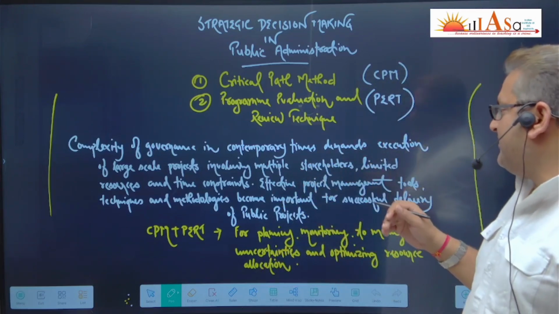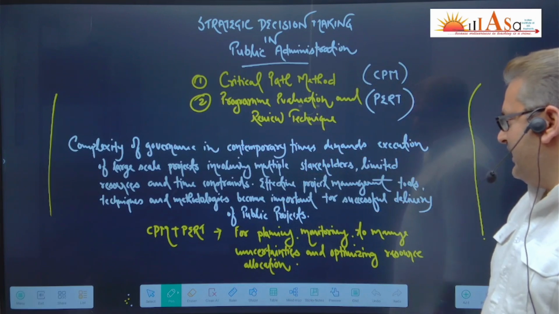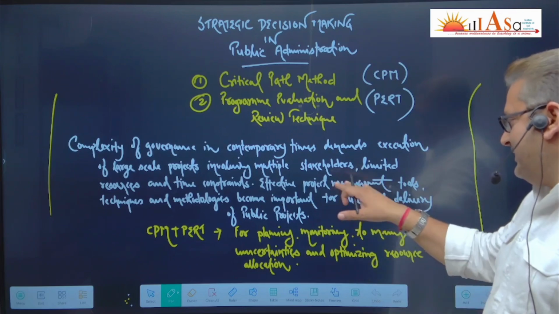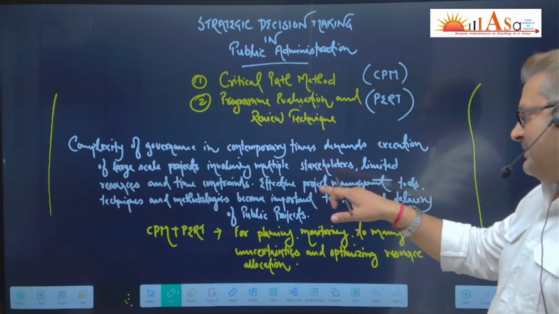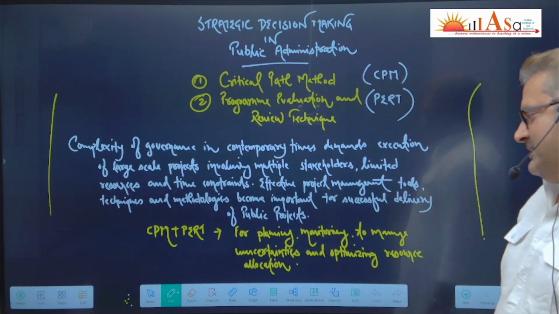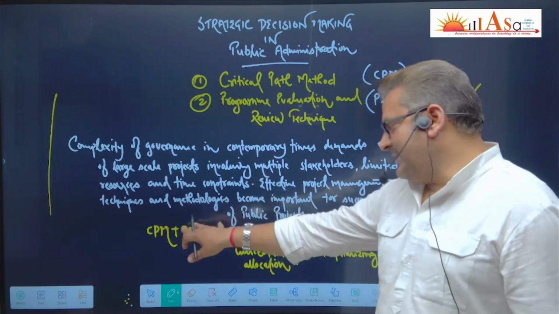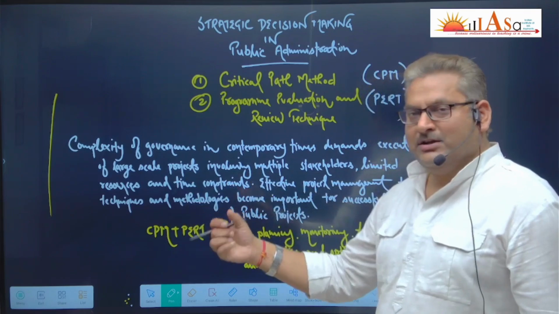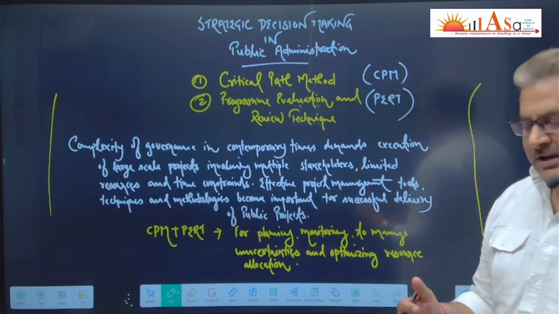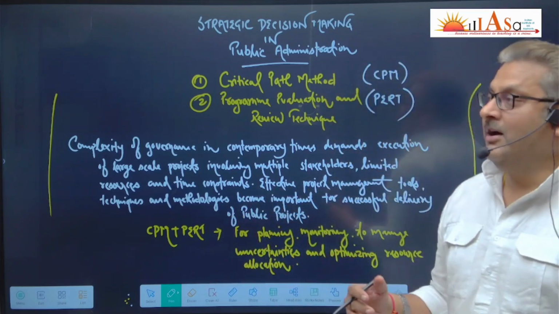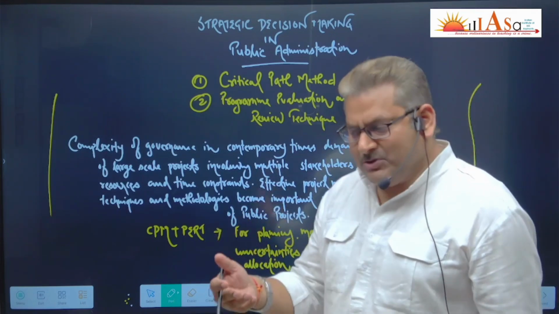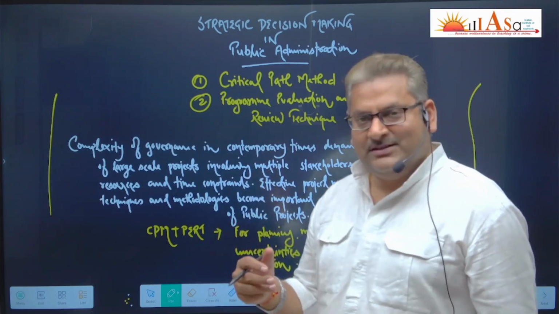Complexity of governance in contemporary times demands execution of large-scale projects involving multiple stakeholders and limited resources. Time constraints are there. So efficient, effective project management tools, techniques, methodologies have become very important. Why? For successful delivery of public projects. CPM and PERT, these are the modern tools and techniques which are used as an instrument for the efficient execution of projects. These tools and techniques facilitate better decision making, better coordination, better monitoring of the projects being implemented, then proper evaluation of how much you have accomplished and how much has to be accomplished, then how to apply correctives.